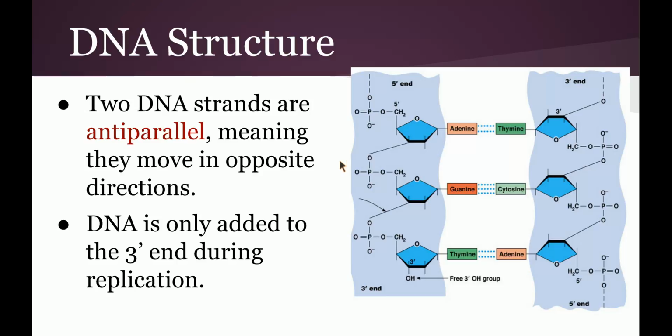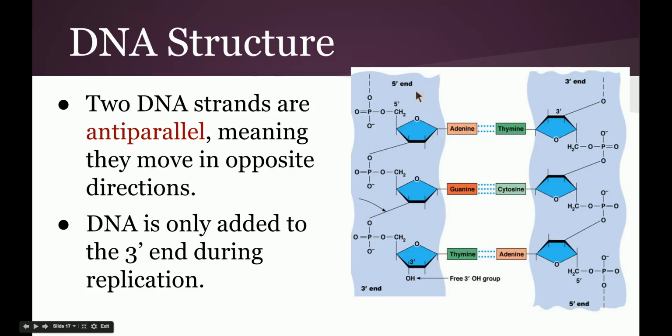So we need to know one more thing about DNA structure. We know that DNA is a double helix. It's got two sides to it. The outsides of our DNA are our sugar phosphate backbone. So here's our sugars right here, and there's our phosphate groups. Now, the two strands are anti-parallel, meaning that they move in opposite directions.